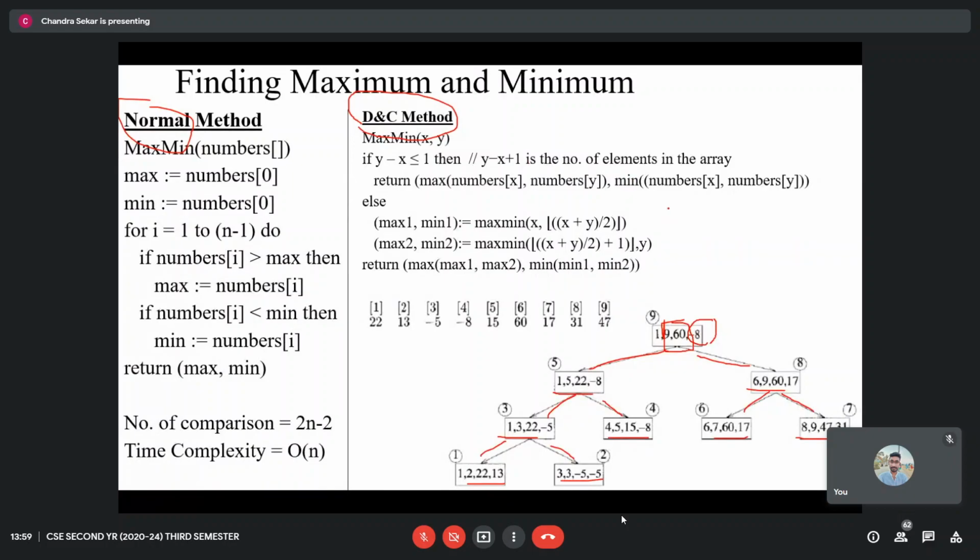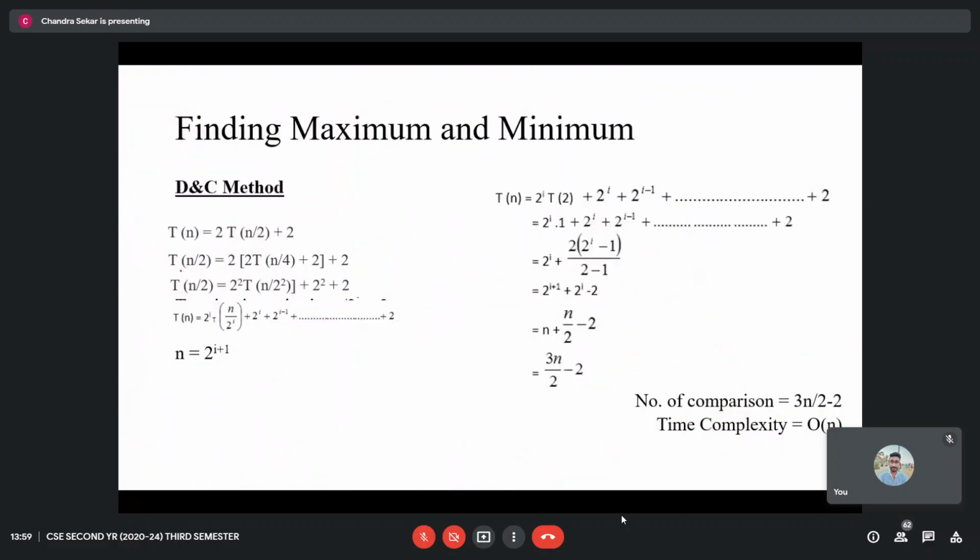Now, this is a recursive procedure. When it comes to a recursive procedure, I've told you how to write the equation for the recursive function. So here, how is this equation written: 2 times t of n by 2 plus 2.